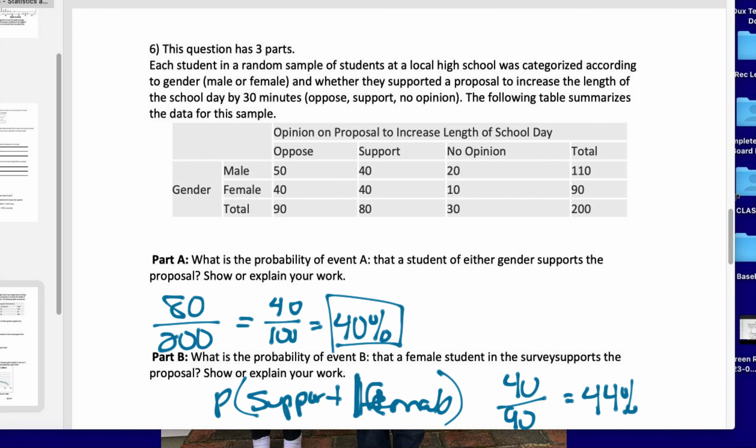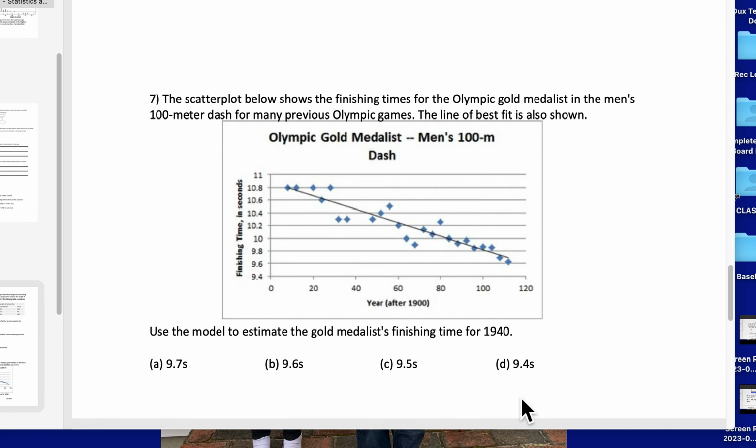And so the last question just says, are these two events conditional? Which means, does one rely on the other, or are they totally independent? Well, if the probability that anybody supports it is 40%, but the probability that female students support it is 44%, this is a different number than 40%. So that means that if your gender is female, you are a little bit more likely to support it, which means they are conditional. So they are dependent. It's not independent. So that would be a yes to part 3. Yes, they are conditional.